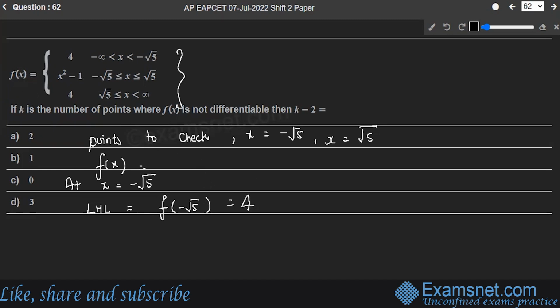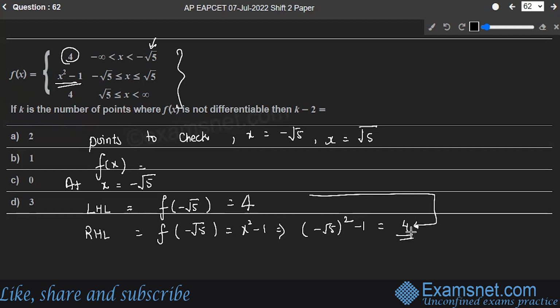It's given. For minus root 5, when we are moving towards the left side of minus root 5, we have f(x) equal to 4. And for the right-hand limit, when moving to the right side of minus root 5, f(x) is equal to x squared minus 1, which gives minus root 5 squared minus 1, which is 5 minus 1, that is 4 again. So they both are equal.